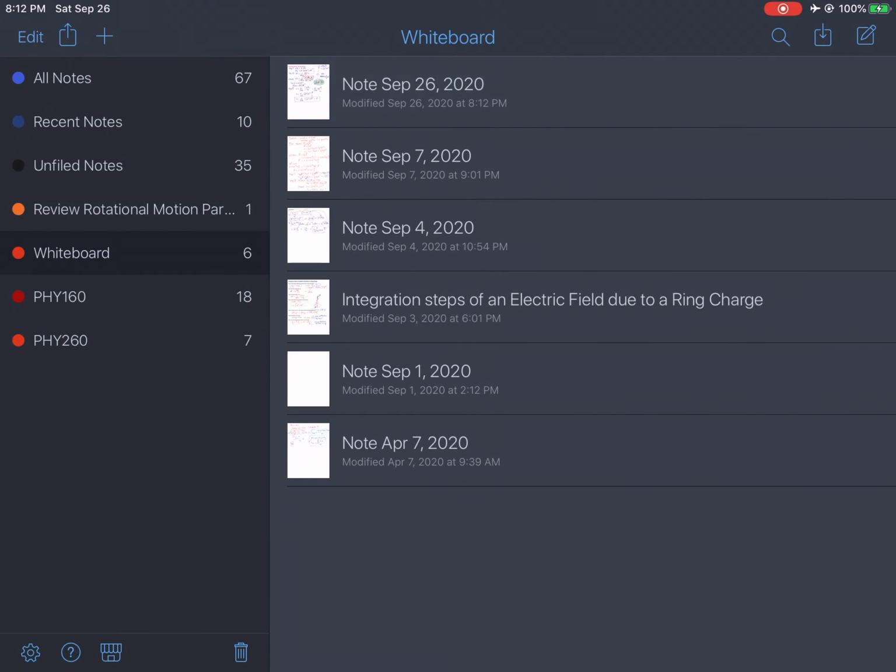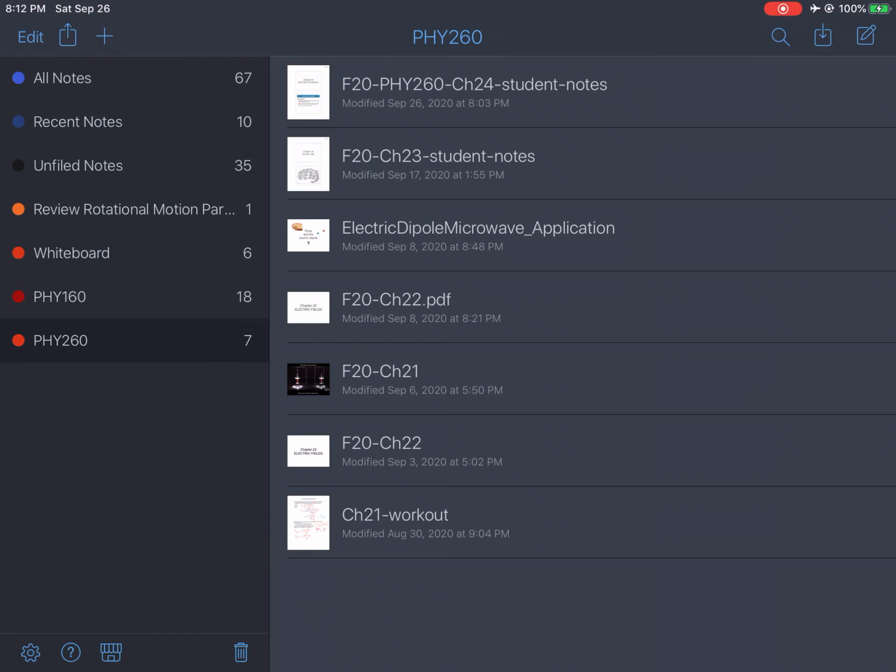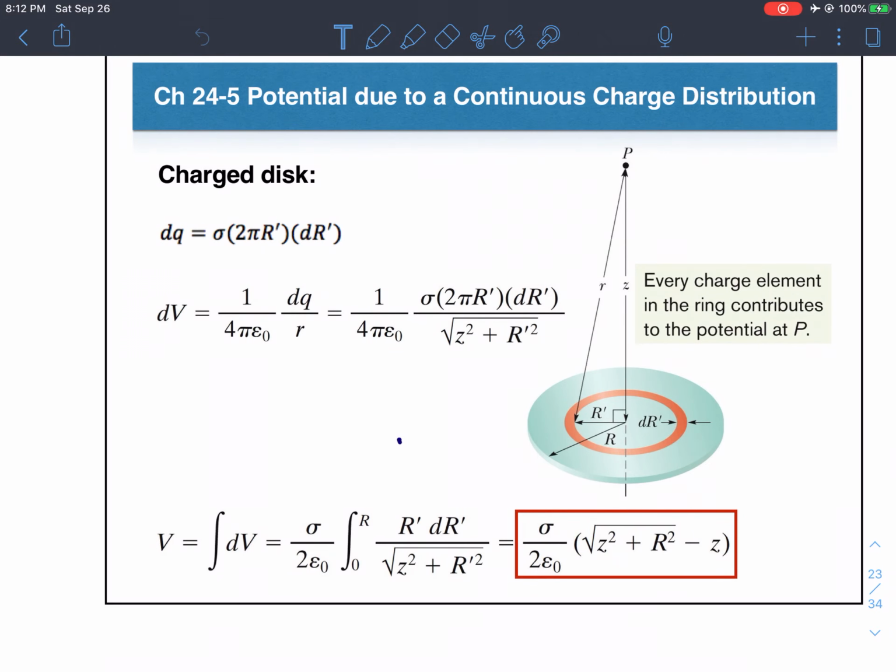So then I'm just going to go back to the notes. As you can see, in the box here, we have the same answer as we have in the notes. I just wanted to show it in detail.